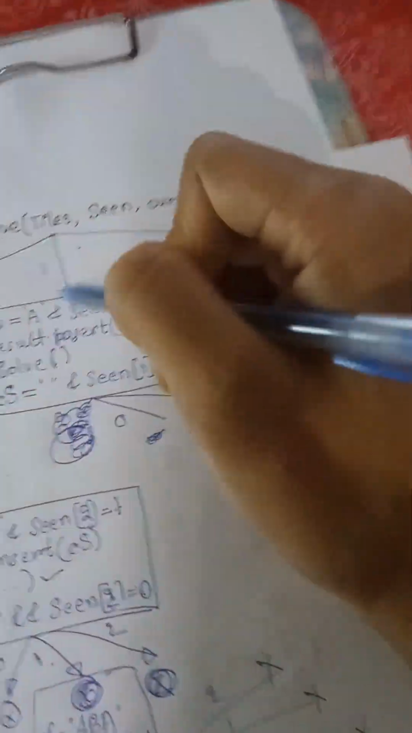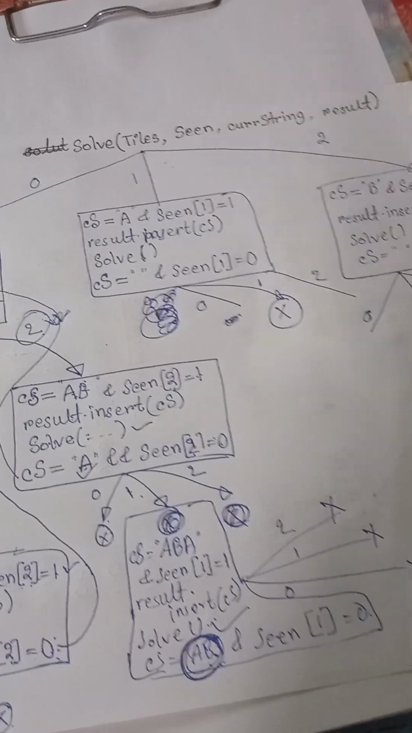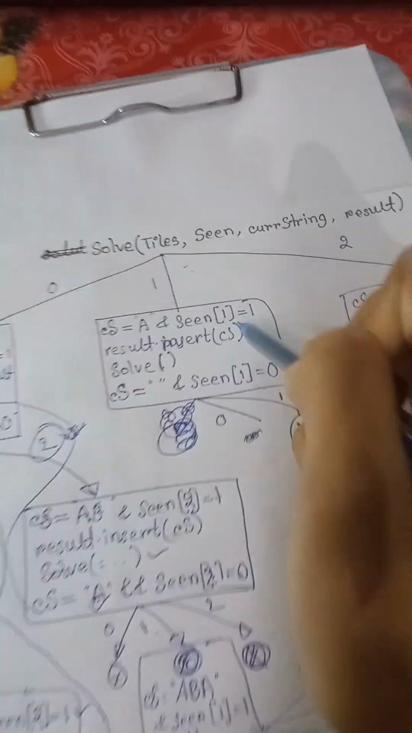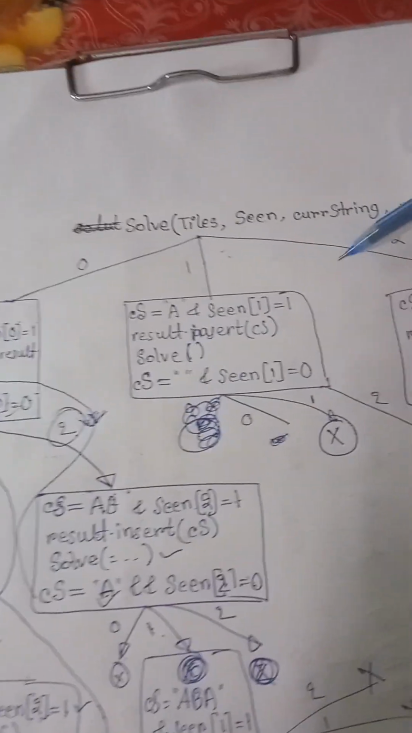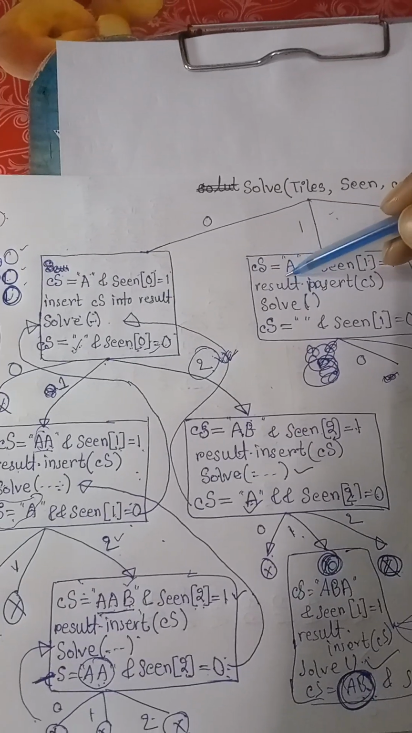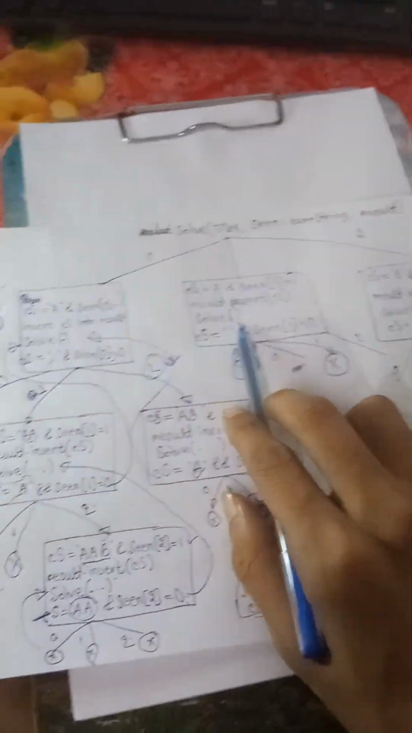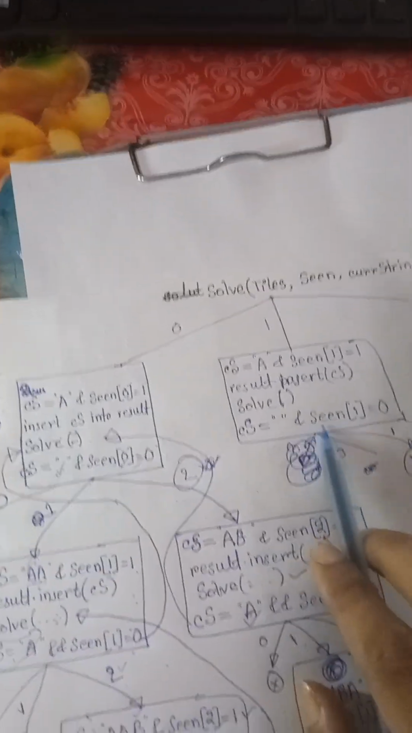So for 1, what is that index 1? That is A. Current is A, and I will set my current index 1 and insert this current string into my result, and I will call for solve. My current sum will then again, the same steps will be going on here.